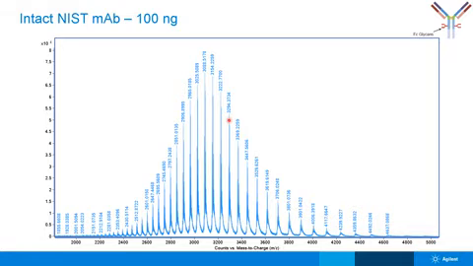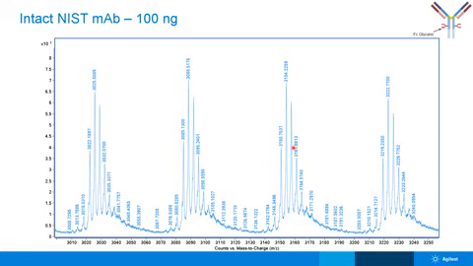Now on to the data. Here we have our intact mAb. We can see our 400 nanogram injection on the column. You see our charge state distribution here, ranging from about 2,000 to 5,000 m/z. If we zoom in on a few of these charge states here, you can see our glycosylation pattern on each of these charge states, represented by each of these peaks within each of the charge state distributions.